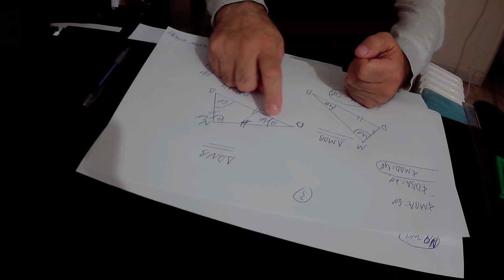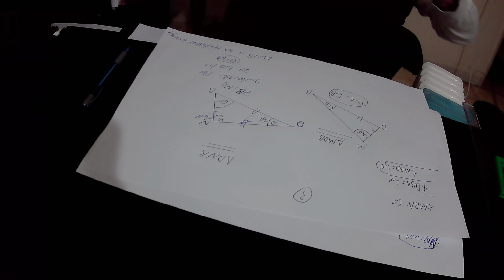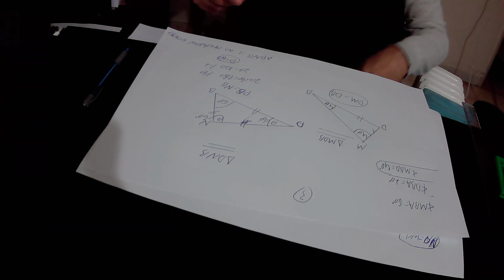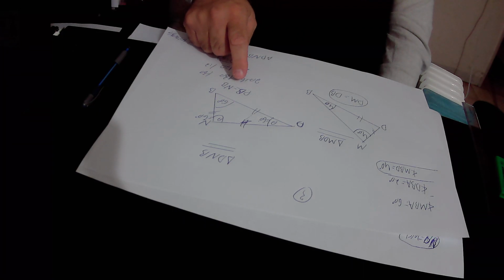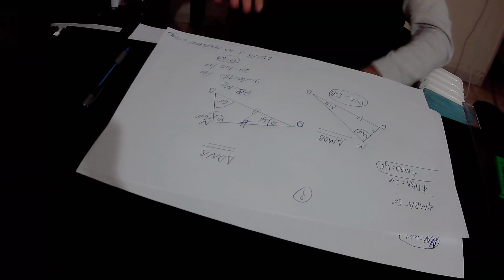So if this angle is theta, then the other angle must also be equal to theta, and in triangle DNB, the sum of the angles must be equal to 180 degrees. That is to say, theta plus theta, that is 2 theta, plus 60 degrees. In total, the sum of those three angles must be equal to 180 degrees.